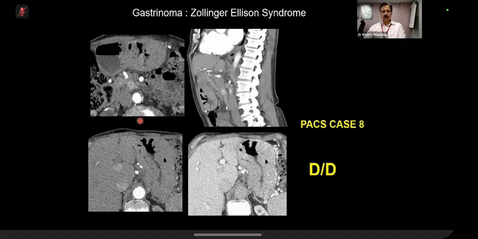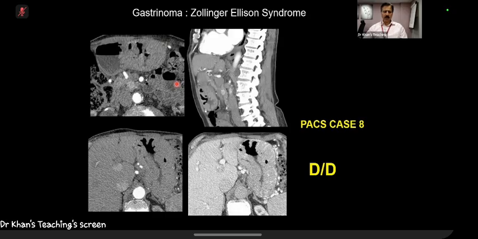Okay. This case, I will give you the findings. Actually, let me tackle it as a teaching case.